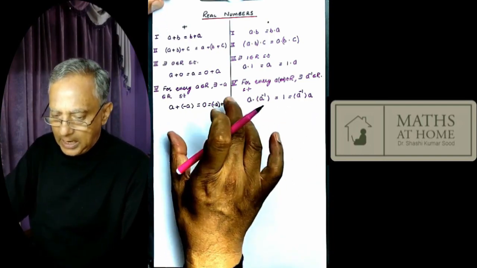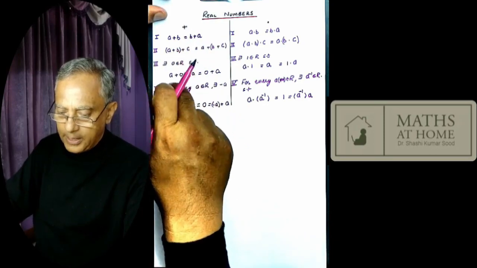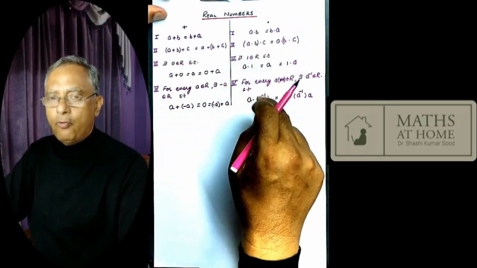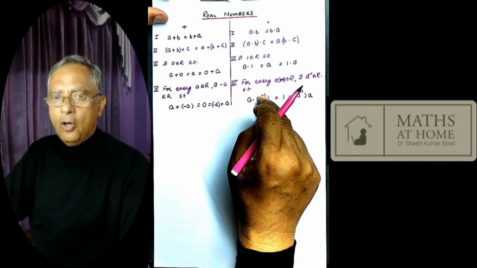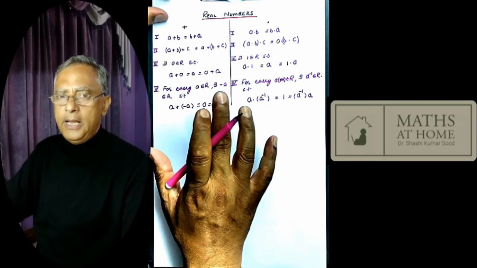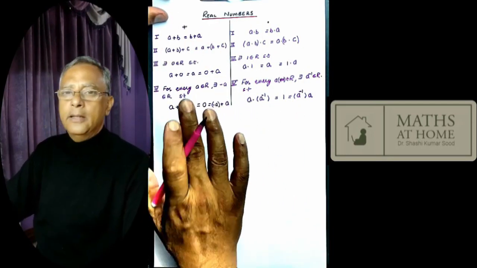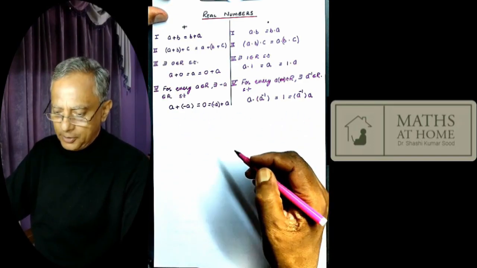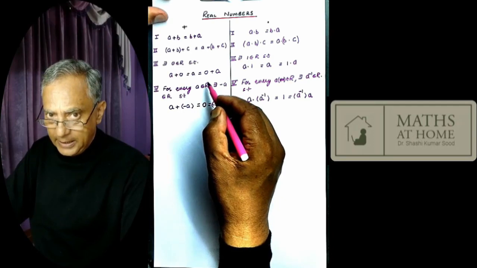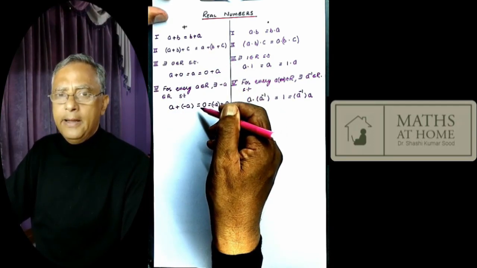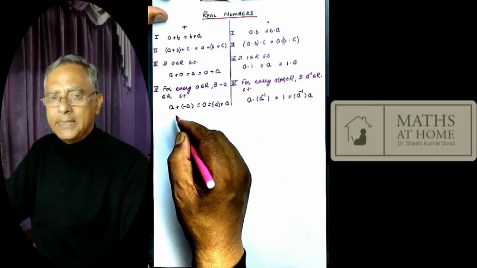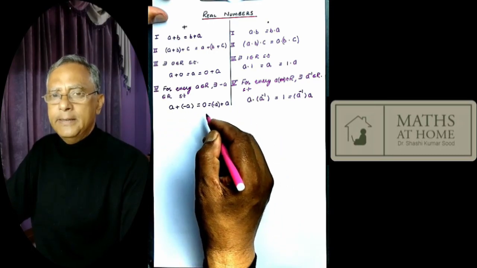So these are the 4 fundamental properties of addition and these 4 for multiplication. All the processes involved are done by using these properties. Subtraction is included in addition. A minus B will be A plus inverse of B, which is minus B.